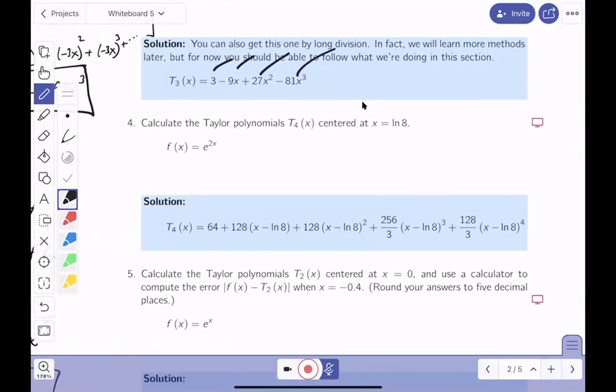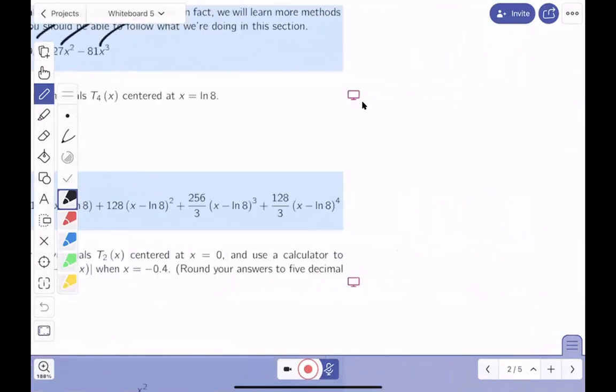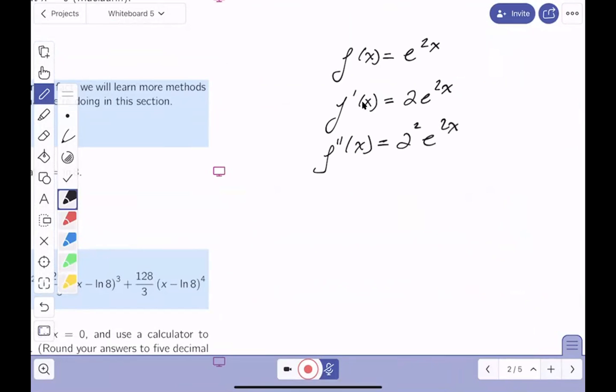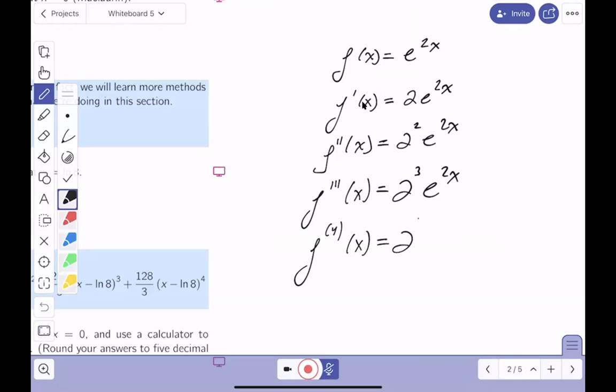Now let me look at number 4. Number 4, I'll write it down the side for you. That's f of x equals e to the 2x. I'm going to start writing down derivatives now. And again, the hope is they're going to be easy to write down. What do you get here? 2 e to the 2x, f double prime x, 2 squared e to the 2x, f triple prime, that's going to be 2 cubed e to the 2x. The fourth derivative, 2 to the 4th. I think you get the idea. You could write down the answer pretty easily over here.